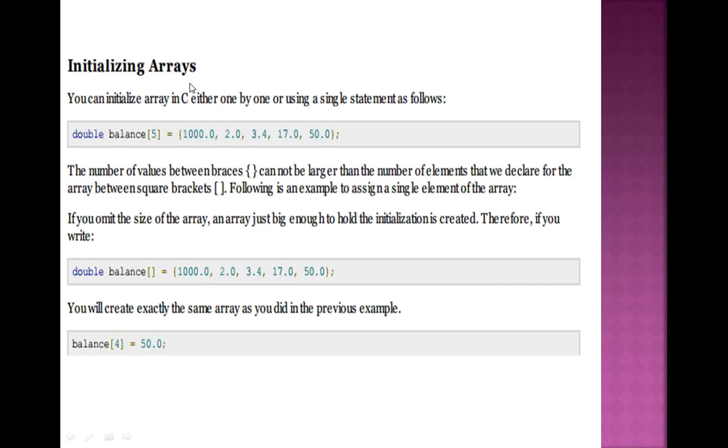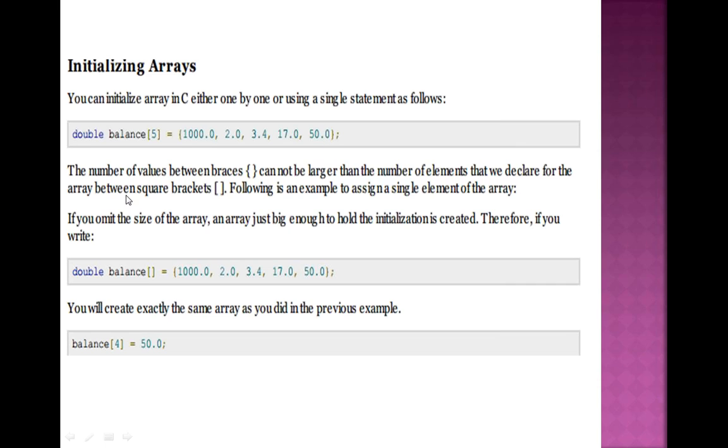This is how we can initialize the values. This says you can initialize the arrays in C either one by one or using a single statement as follows. This is double balance[5] = {1000.0, 2.0, 3.4, 17.0, 50.0}. This is how we can store. Balance is your variable name, that is the array name. Double is your data type. 5 is your number of elements, that is, there are 5 numbers that have the data type double. That's why they are in decimal: 1000.0, 2.0, 3.4, 17.0 and 50.0.